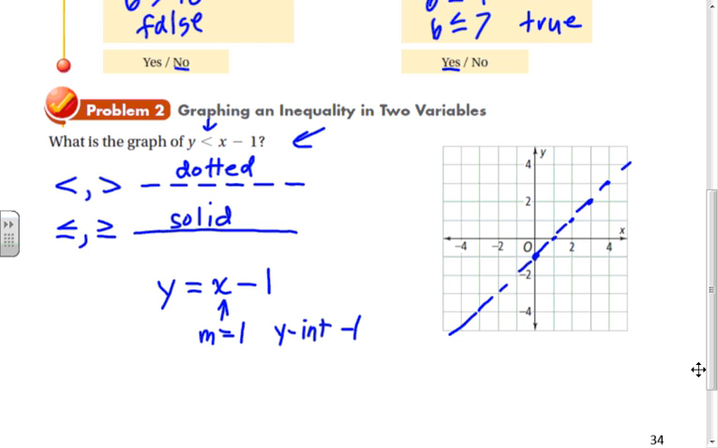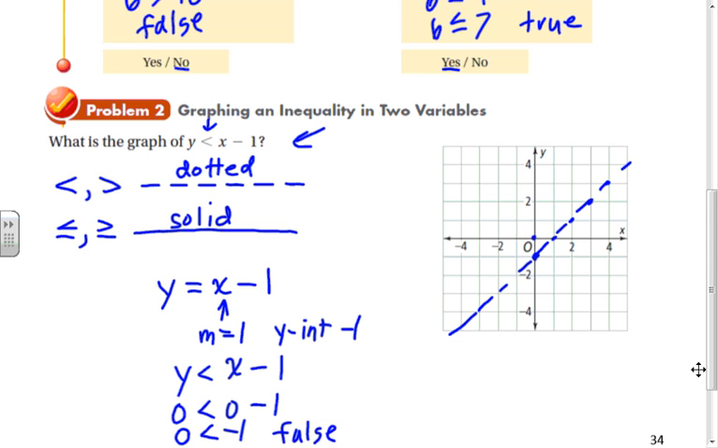Okay. Now what I'm going to do is check a point on one side of the line. If that point is true, that's going to mean that all points on that side are true. I'm going to try this point right here, 0, 0, to see if it's true for this inequality. So what I'm saying is if I put 0 for y and 0 for x, will that be true? Is 0 less than 0 minus 1, which is -1? 0 is not less than -1, so that's false.